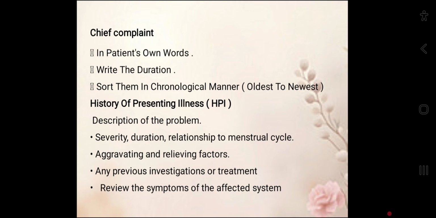The history of present illness is the details of the presenting complaint or description of the problem. Ask about severity, duration, relation to menstrual cycle, aggravating and relieving factors, any previous investigation or diagnosis, treatment received, and review the system affected.